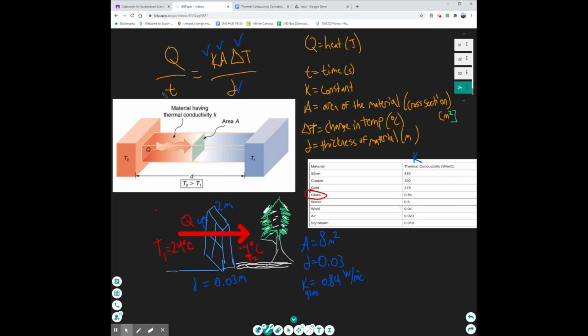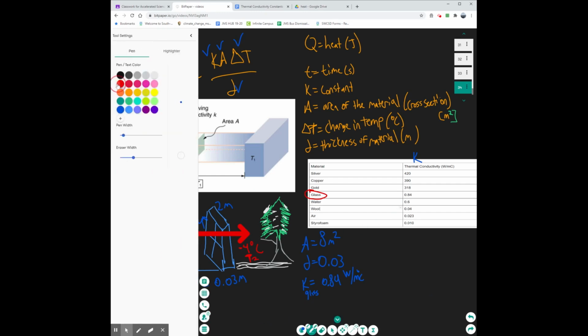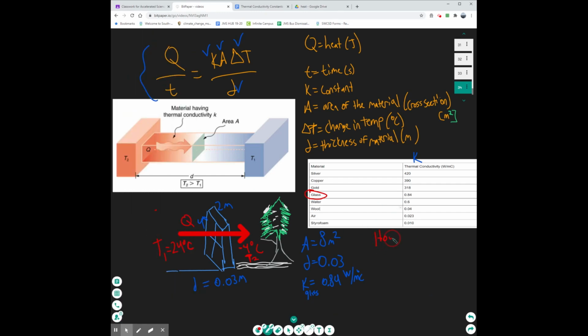Perfect. So now we're going to find out what is Q over t, right? How much heat is going to escape per second? We're actually going to try and calculate the energy efficiency of our windows, basically. So we're looking for the Q over t value. We're trying to solve for Q over t. So all we have to do is plug everything in.